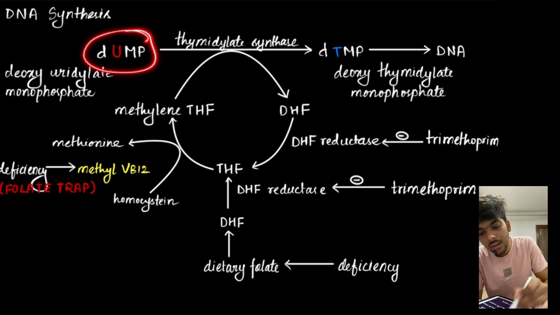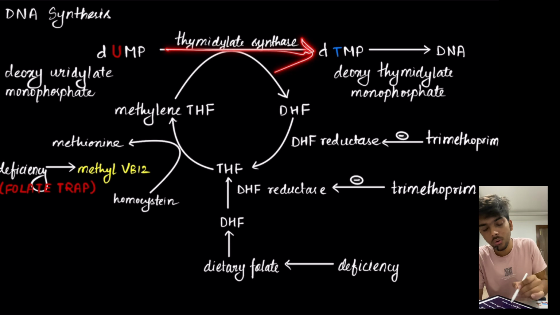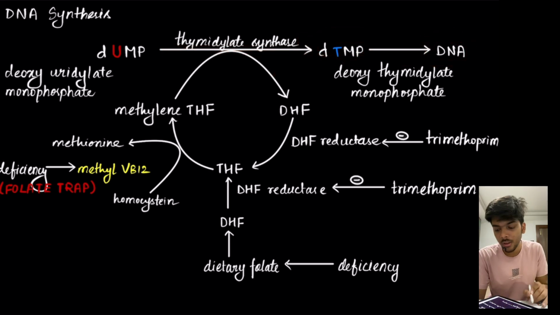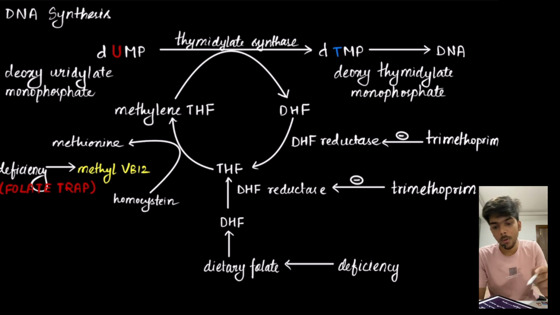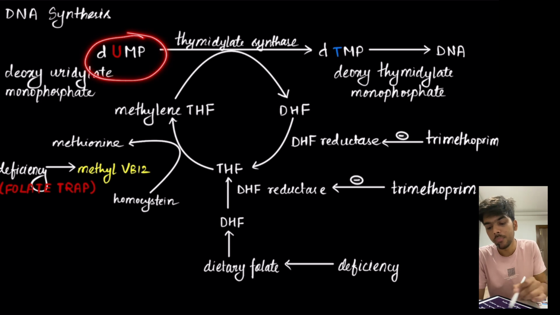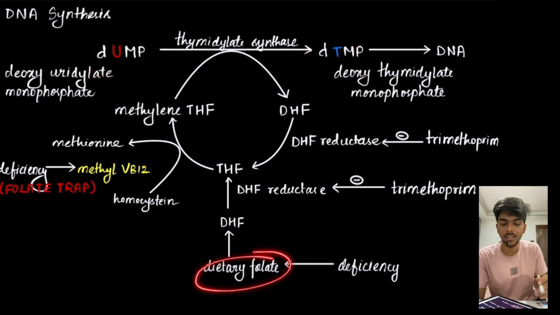You have this uracil containing molecule getting converted into thymine containing molecule, and then this molecule is utilized in the process of DNA, in the formation of DNA. And two things are required, folic acid and vitamin B12. So this molecule right here is called deoxyuridylate monophosphate. This is deoxythymidylate monophosphate, and then finally DNA. For the conversion of DUMP into DTMP, folic acid is required.